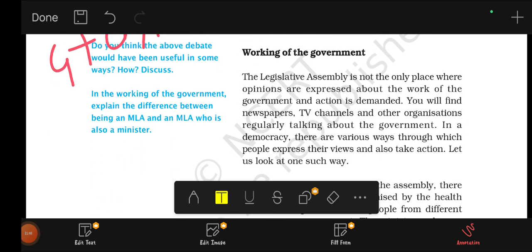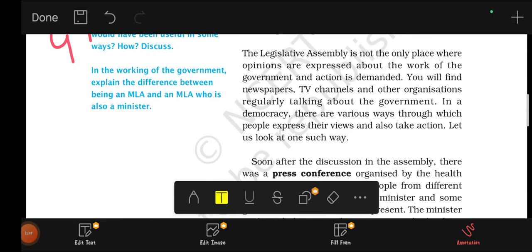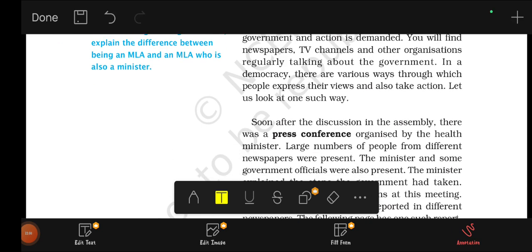Then next is the working of government. The legislative assembly is not the only place where opinions are expressed about the work of the government and action is demanded. We will find this in newspapers, TV channels, and other organizations regularly talking about the government. In our democracy, there are various ways through which people express their views and also take action.